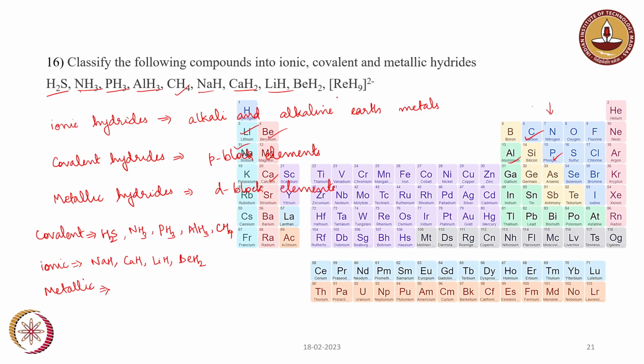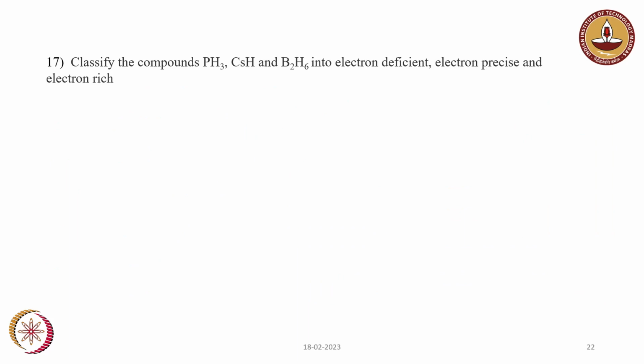Next one is metallic hydride. Rhenium hydride is given. So rhenium is present in the d block. So it's a metallic hydride. Next question is: classify the compounds PH3, cesium hydride, and B2H6 into electron deficient, electron precise, and electron rich.